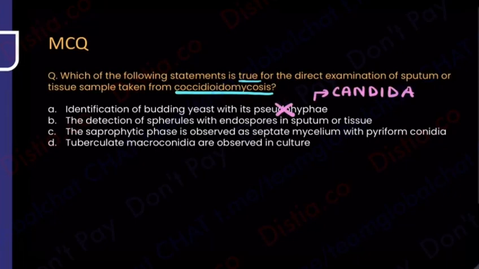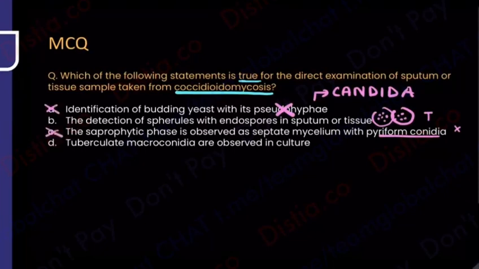Next, the detection of spherules with endospores in it. Did I show you some spherules with endospores in it? Maybe yes, it is possible. So let's consider it as a true statement for the time being. Now we have to read the next. The saprophytic phase is observed as septate mycelium with pyriform conidia. No, that is not something that we had studied. We had studied barrel-shaped arthrospores. So that is again wrong over here. Okay, so next. So this is wrong. This is wrong. Last one.